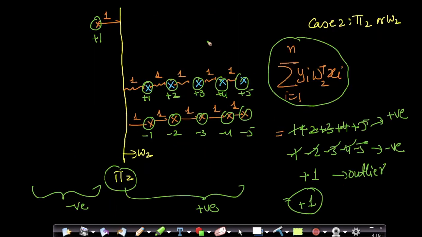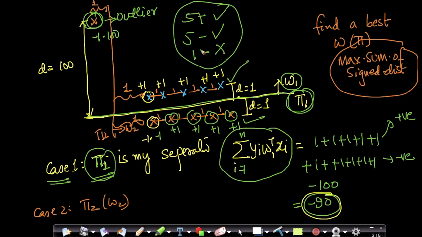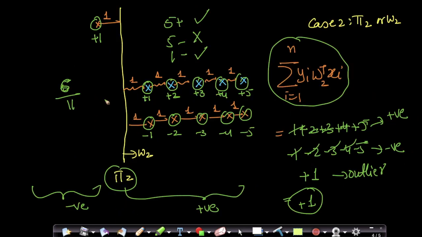In the case of pi 2, what's happening? 5 positive points are correctly classified, 5 negative points are misclassified, and 1 negative point is correctly classified. So if you look at accuracy, there are 5 mistakes out of 11 points, which means its accuracy is 6 by 11, because there are 6 correct points when I choose pi 2. What about when I choose pi 1? I have 10 by 11 points correctly classified. So intuitively, from a commonsensical perspective, pi 1 is better than pi 2.